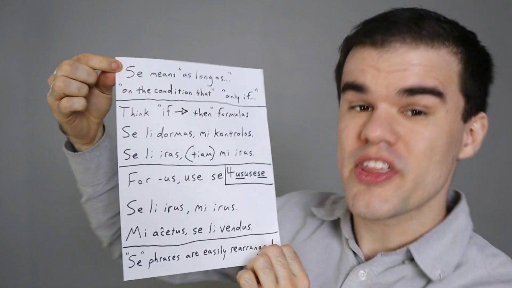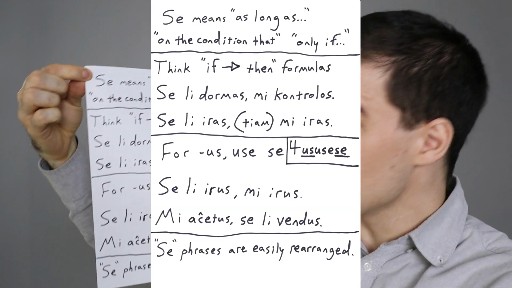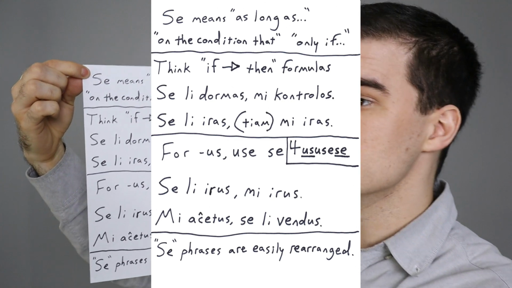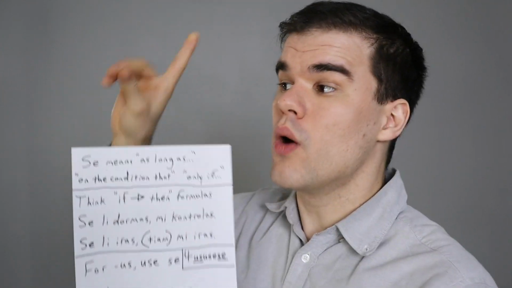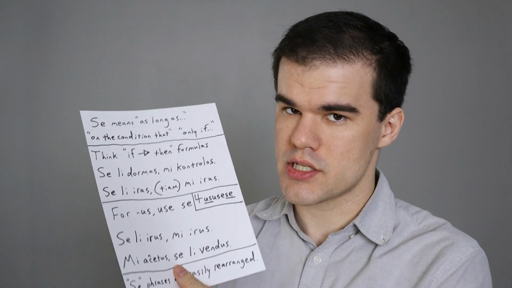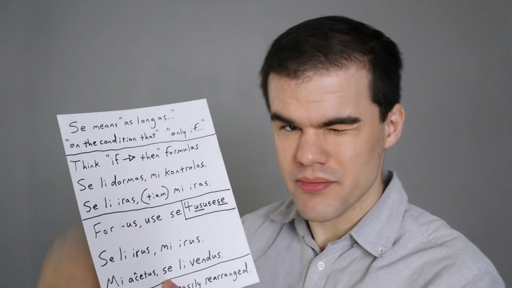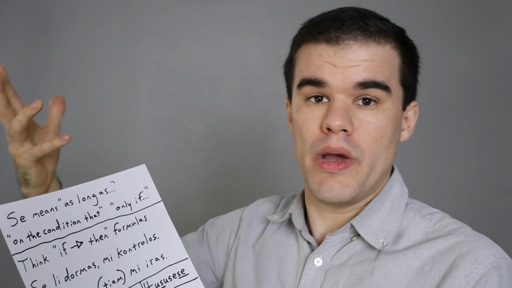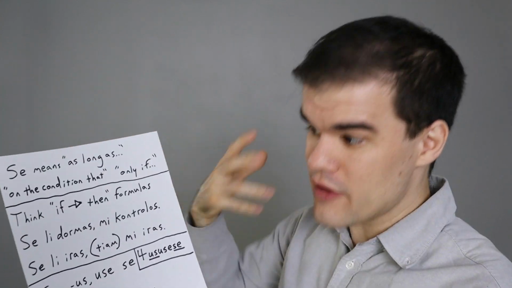Let's dig deeper with se. Se means as long as. Other phrasings that you could shove in there are on the condition that. You could also say only if. So I will check only if he is sleeping. I will check on the condition that he is sleeping. I will check as long as he is sleeping. You see how they're all similar there in their saying basically an if-then statement or an if-then formula.